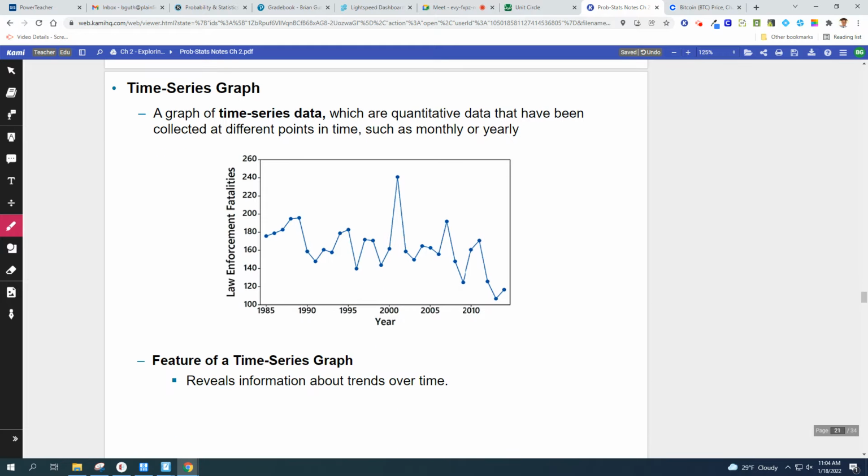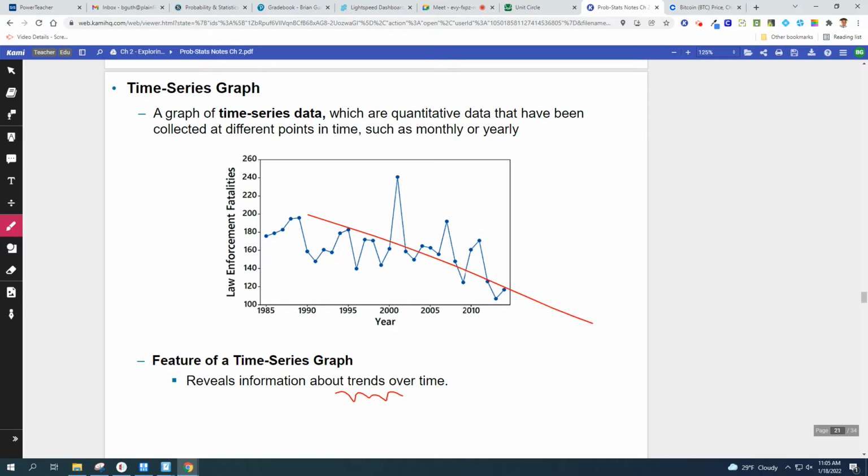Time series graph. A graph of time series data, which are quantitative data that have been collected at different points in time, such as monthly or yearly. You might call this a line plot, I guess, but it is talking about times. One feature is it reveals information about trends over time. In this, does it appear there's a long-term trend? Does it appear like it's trending up or down? I can't tell. To me, it kind of looks like it's trending down.